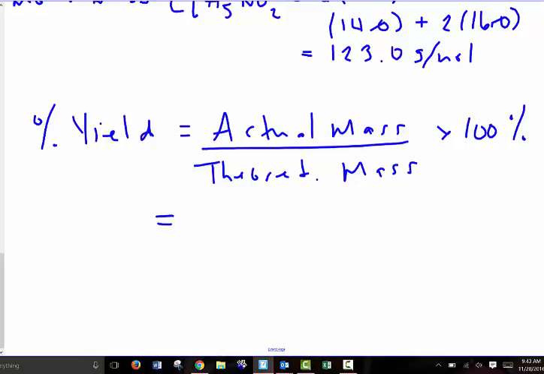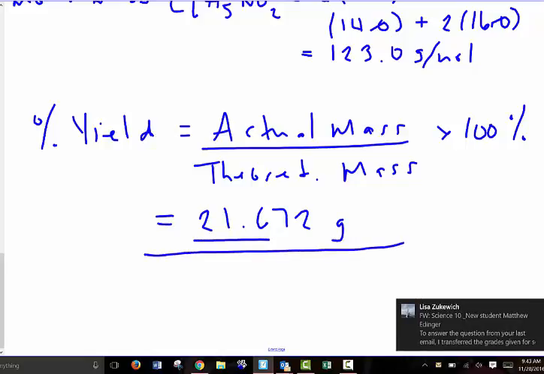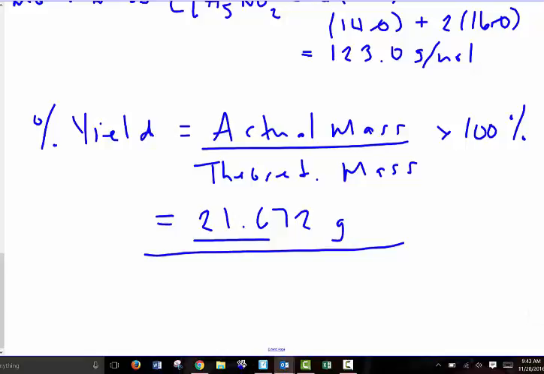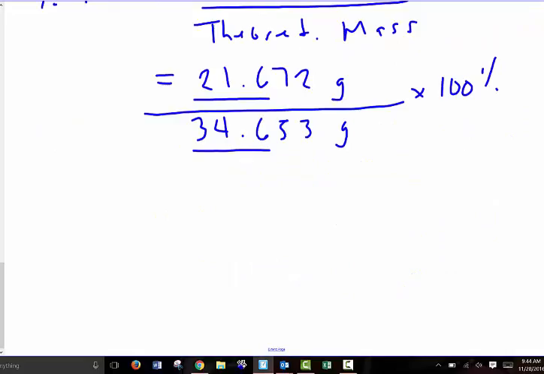21.672 grams was how much I actually got, and I'm going to underline those sig figs. Divided by 34.653 grams. Again, I'm going to underline those sig figs. Times 100%. Remember, I'm underlining my sig figs so that I get the right number of sig figs in my answer, but I don't lose digits until the very end when I want to report an answer.